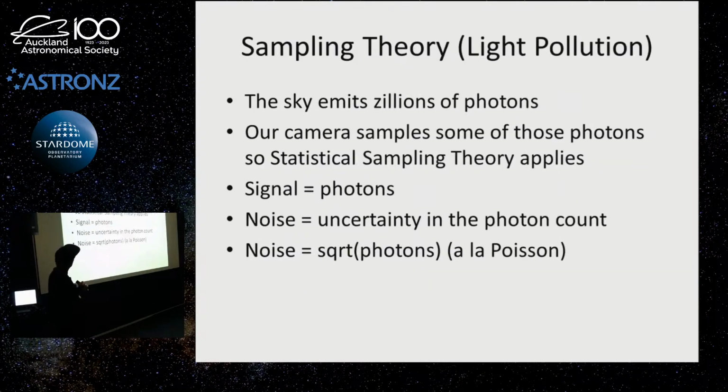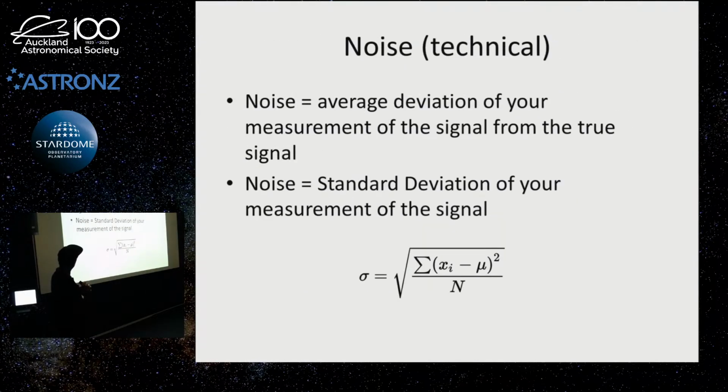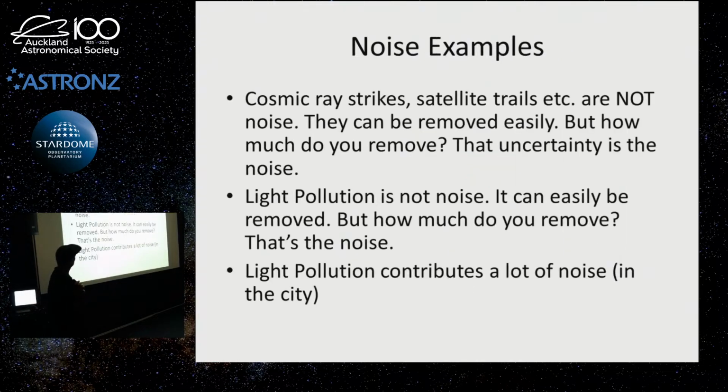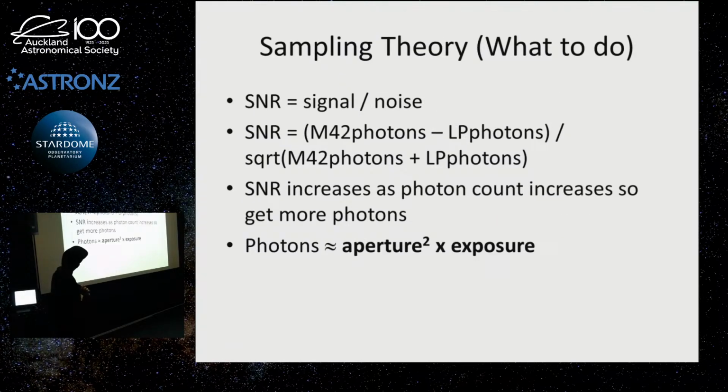So I'll just talk about that. The noise is a standard deviation, if you know the formula for standard deviation. If you don't, then this is a picture. The signal is the mean of your distribution of photons, and the noise is the standard deviation of that signal. I've already covered that.